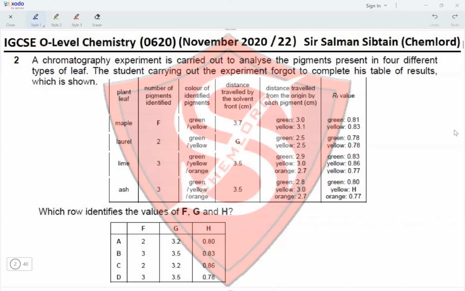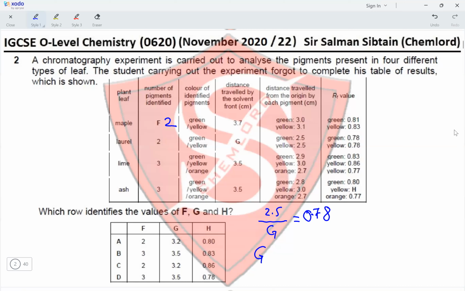So number of pigments identified. The color of identified pigments is green and yellow, which means the number of pigments is 2. This is F. Next is G. G is the distance traveled by the solvent. So let's take green as a reference. The distance traveled by the green color is 2.5, and the distance traveled by the solvent is G, which will give us a value of 0.78 as the Rf value.